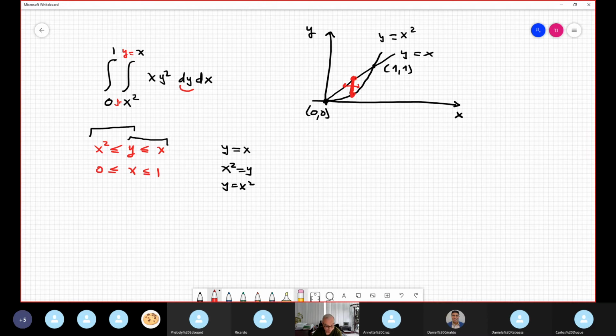Okay? Do you understand this? This is important. Can you understand? Because from now on, we feel free to change the direction of the integration. Now, what is the reason that it's important to change the direction of the integration? Well, it's important because sometimes it's impossible.